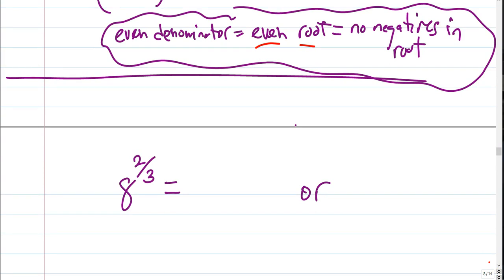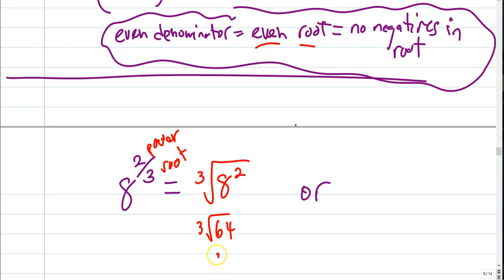8 to the 2/3. There are two ways of handling this. I could treat this as the third root of 8 squared. See that power, this is basically a power, and this is a root. So I can keep that in there. Now that would end up being what? The third root of 64, which is just 4.